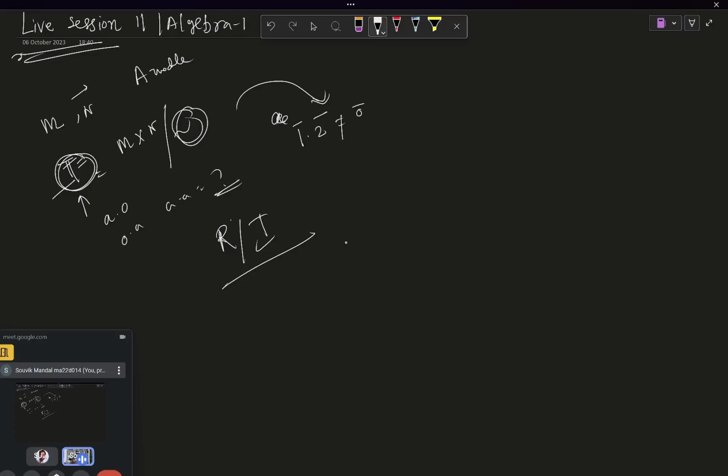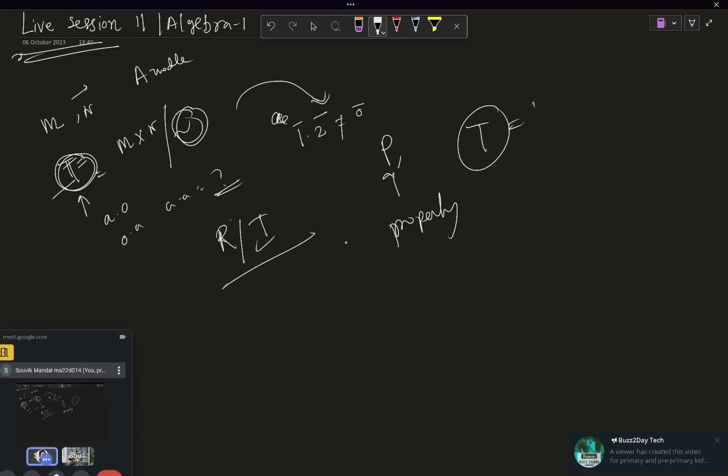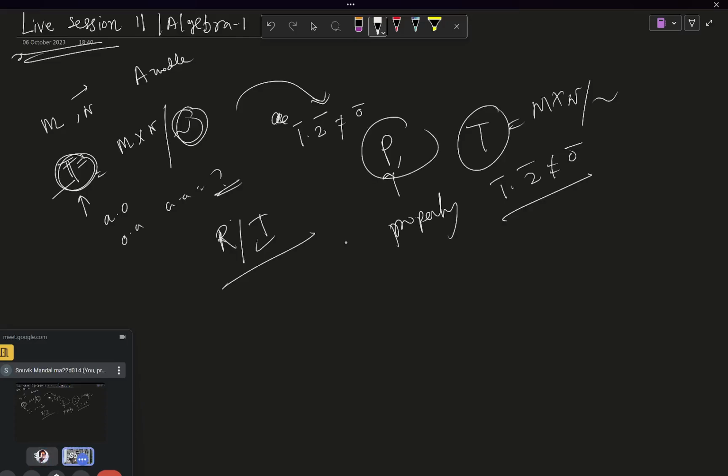So we have some property P, and we have some module which is some kind of quotient of M cross N, and then we will see whether 1 dot 2 bar equals 0 or not. This depends on the particular property P. Directly we can't say anything. This is the first thing you need to keep in mind.